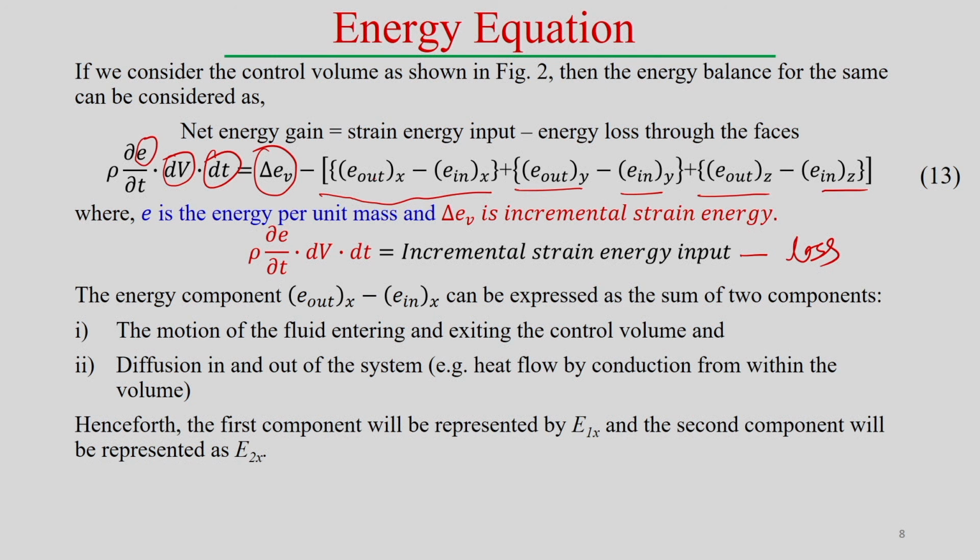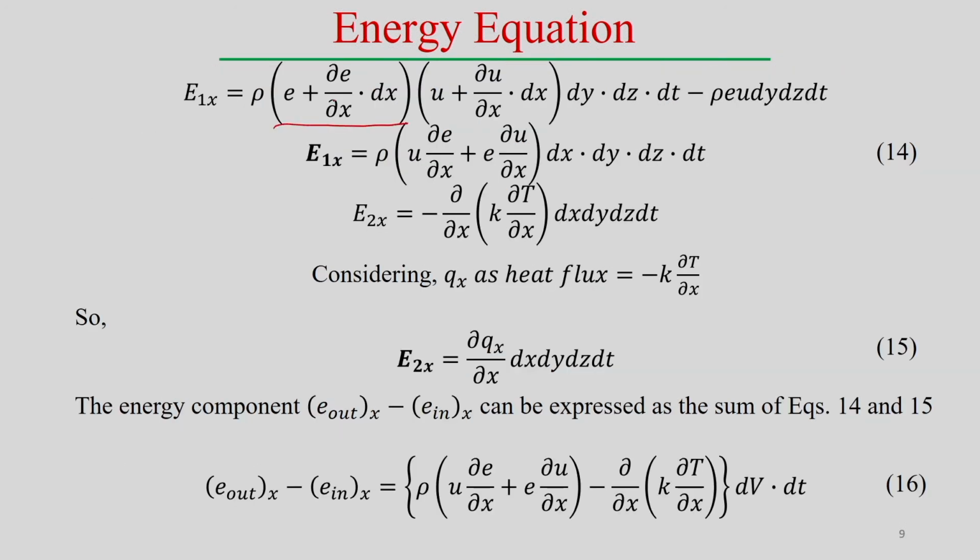Looking into the first component, E1x, because of the fluid motion, the energy balance: rho E, the change of the energy over the spatial domain dx, and at the same time there is a change of the velocity also in the spatial domain. At the entry the velocity was u, and at exit from this particular phase the velocity will change, over the elemental length dx, to u plus del u by del x into dx. So, this is the velocity for the exit.